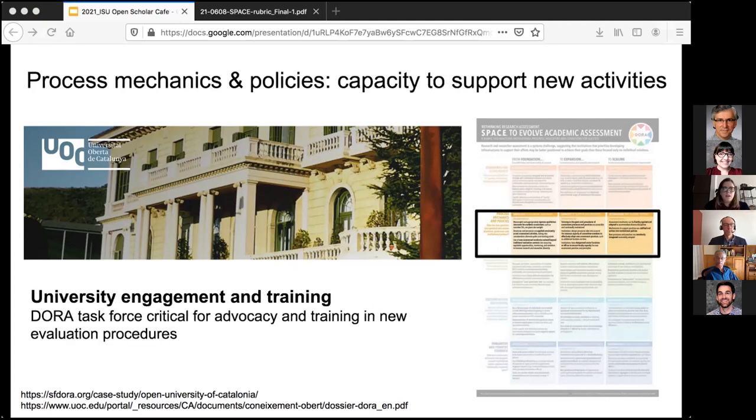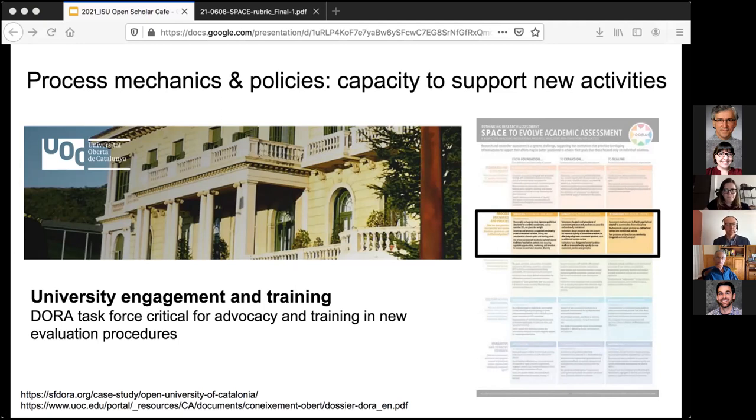And then they were also really important for advocacy and community engagement, to help explain the new processes across the university and then ensure that evaluation would be consistent. So there was a big training component that happened here.